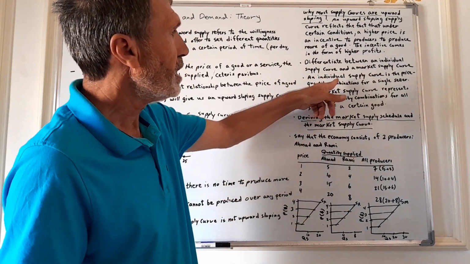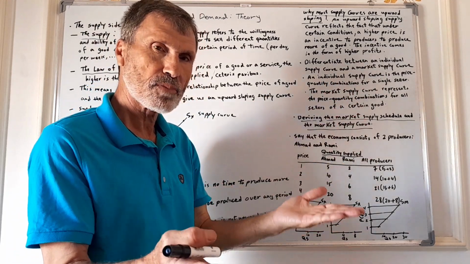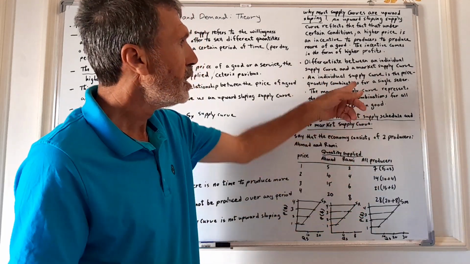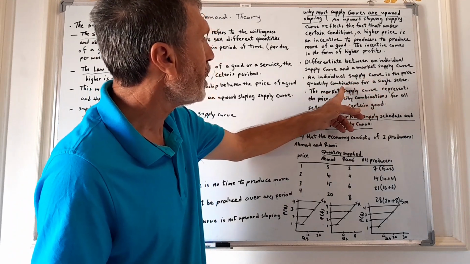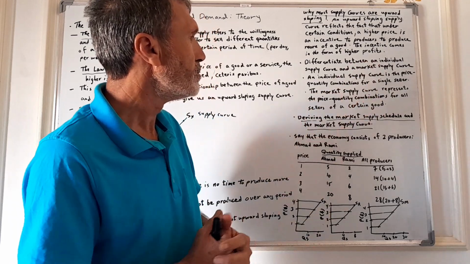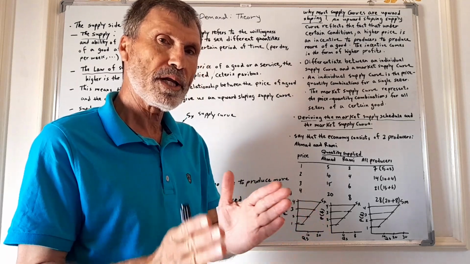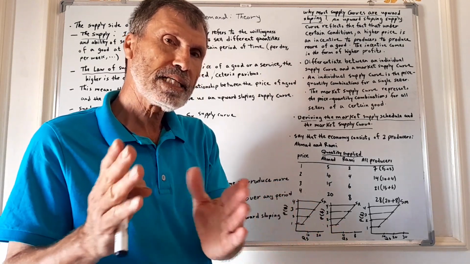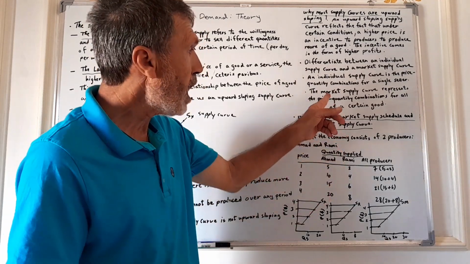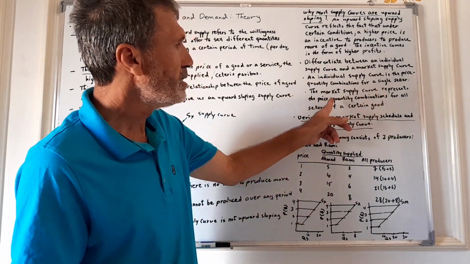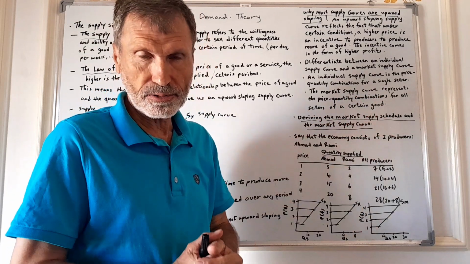Of course, an individual supply curve is the price quantity combinations for a single seller. Price quantity combinations of a good for a single seller, for a single producer. However, the market supply curve represents the price quantity combinations for all sellers of a certain good.